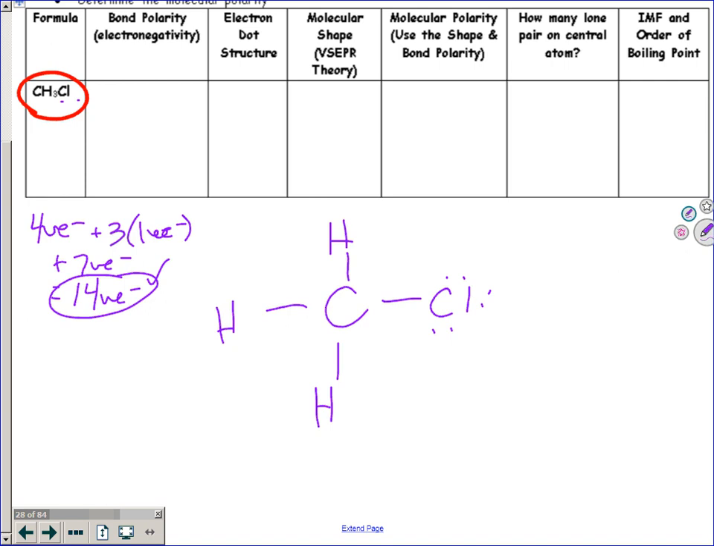All right. Before I move on, build this. Carbon's black. Hydrogen is white, chlorine is green.